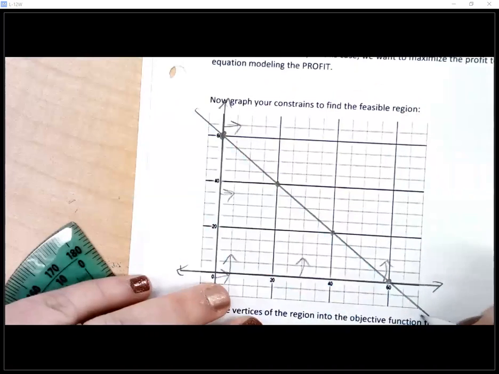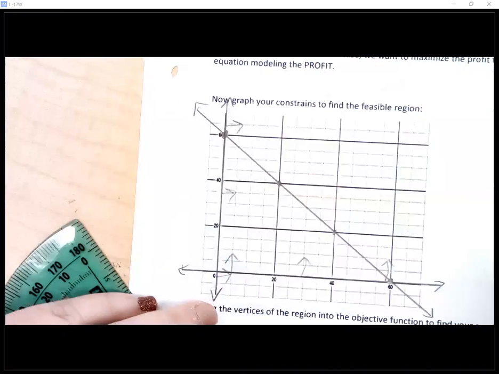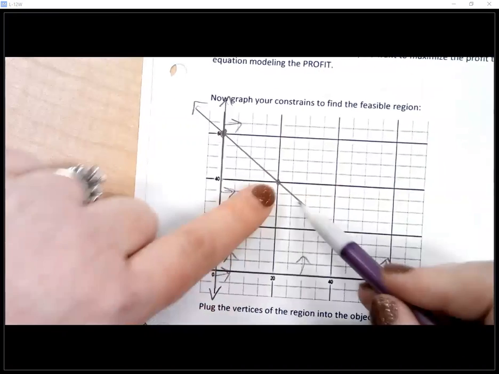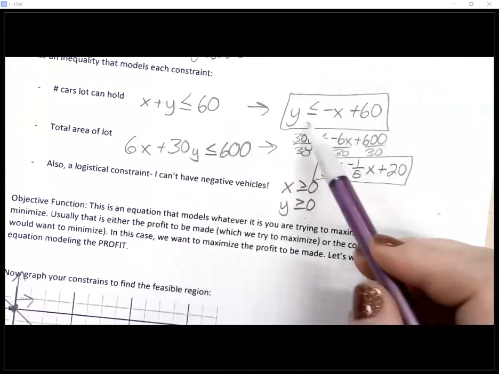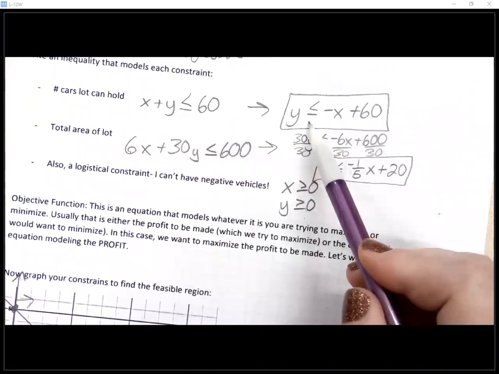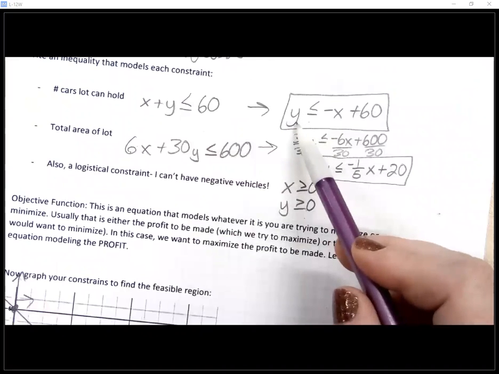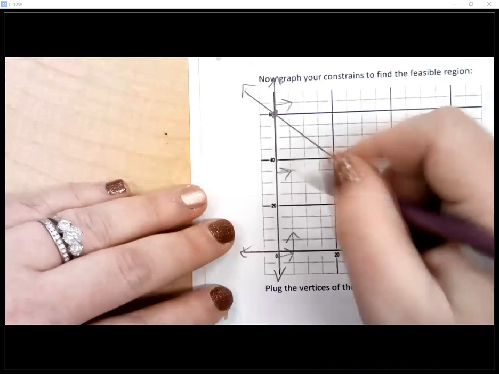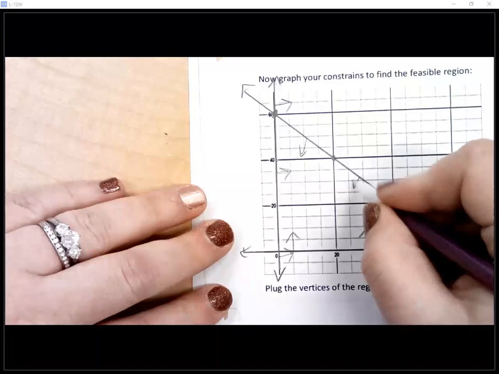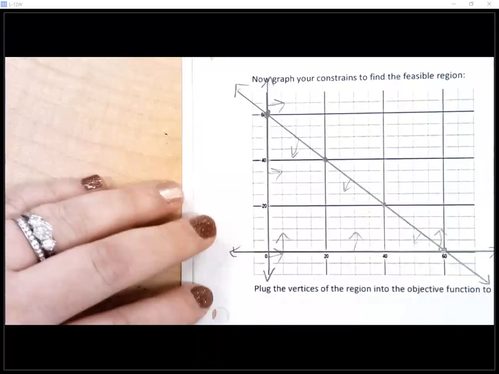Okay, so for this line that I just drew, that's this top one here, where am I shading? Above or below, according to this? Below. Why is less than below? So I'm going to give myself little reminder arrows. You want to be below this line. Okay, great. And I just have one more to grab.